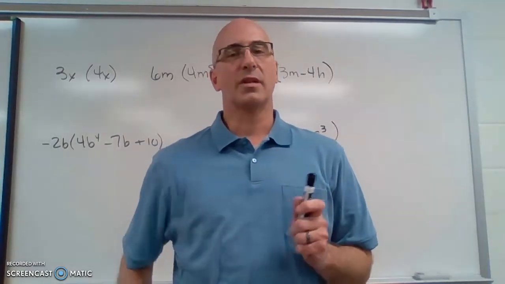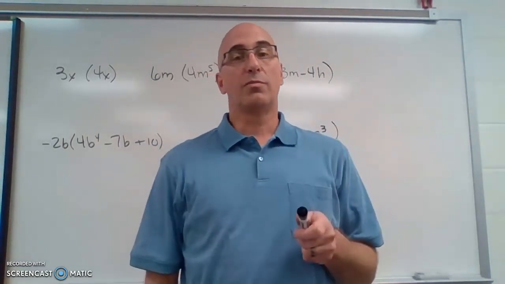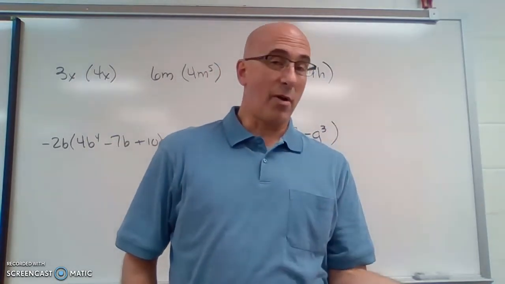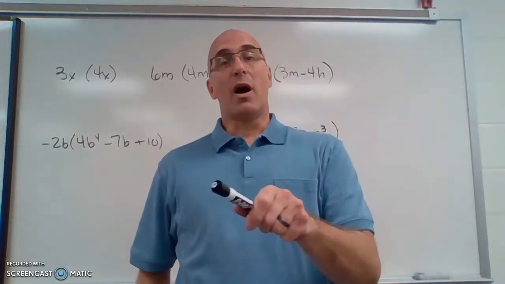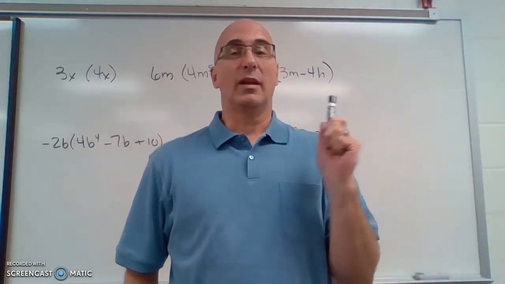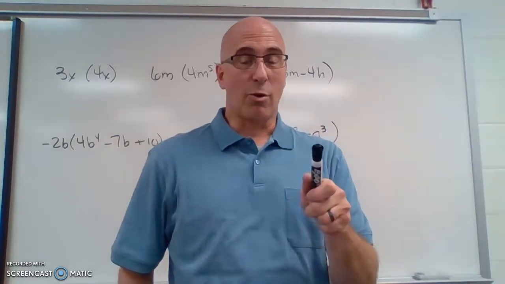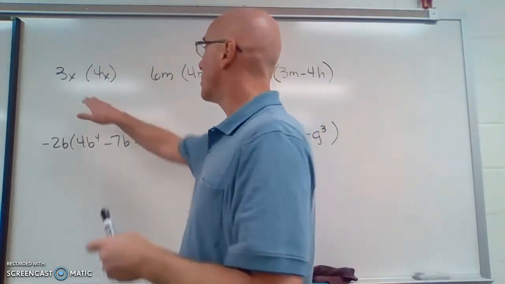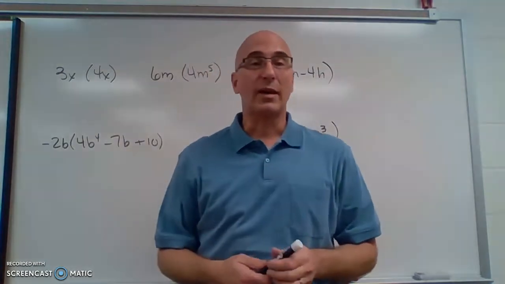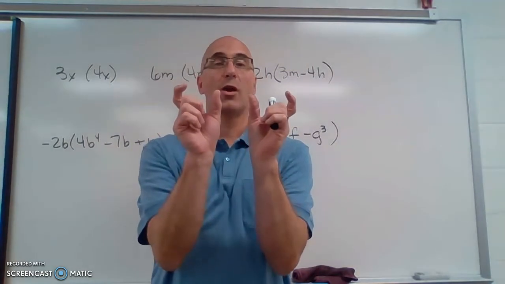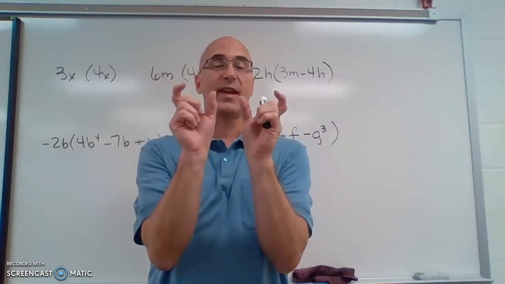Today we will be discussing how to multiply a monomial by either another monomial or a monomial times a polynomial. So let's do monomial times a monomial. In other words, one thing times one thing. So up here we have 3x times 4x. Okay, two monomials, two one things.